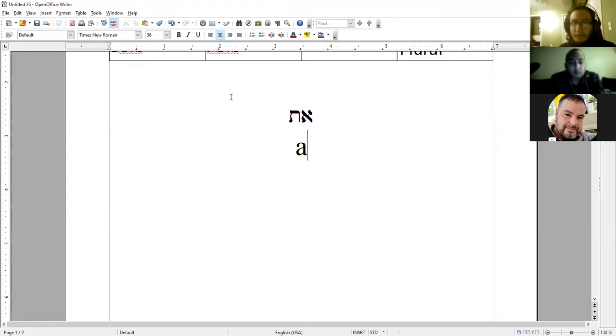The Aleph and the Tav. I thought that was the beginning and the end. And what does that mean, the beginning and the end? What does what mean?